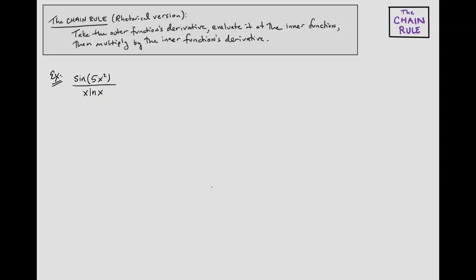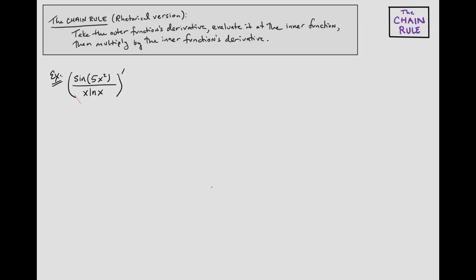Consider this function, sine of 5x squared over x log x. Suppose we want to take its derivative. Well, the first thing we might ask ourselves is, is there any way I can simplify this thing before I start pounding away? No, it doesn't look like it. Very well, then where do we start?